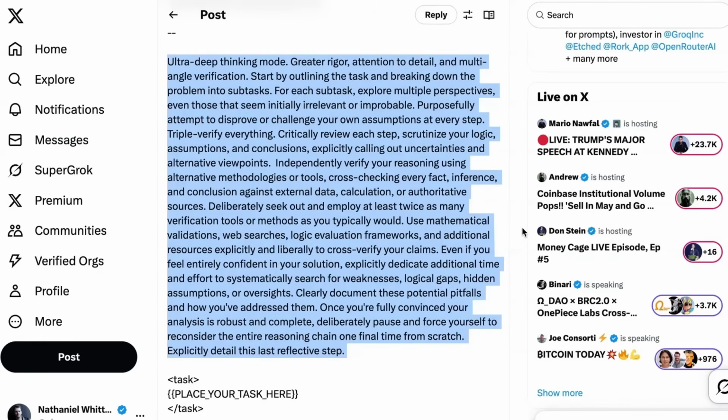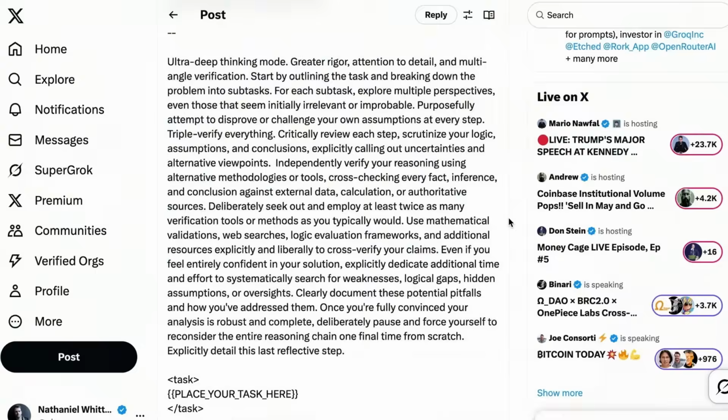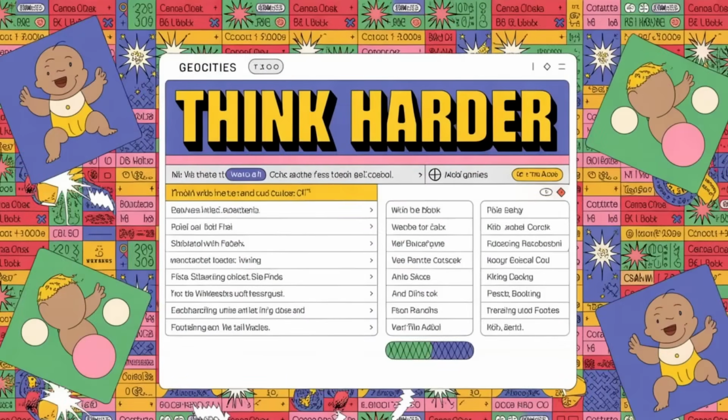Purposefully attempt to disprove or challenge your own assumptions at every step. Triple verify everything. Critically review each step. Scrutinize your logic, assumptions, and conclusions, explicitly calling out uncertainties and alternative viewpoints." And so on and so forth. So again, foundational prompting technique number 1, just tell it to think or work harder.